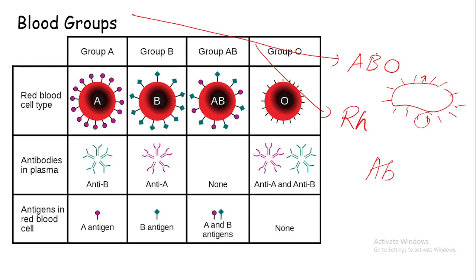There are two types of proteins present on the RBC. If A antigen is present, then the blood group is A. If B antigen is present, the blood group is B. If no antigen is present, if the RBC is bald, then it is O blood group.